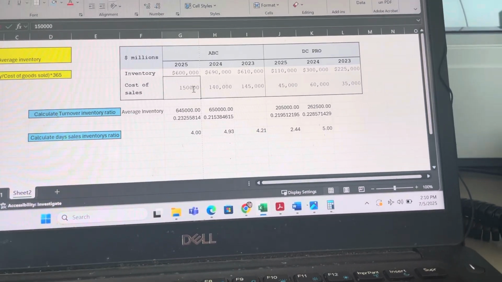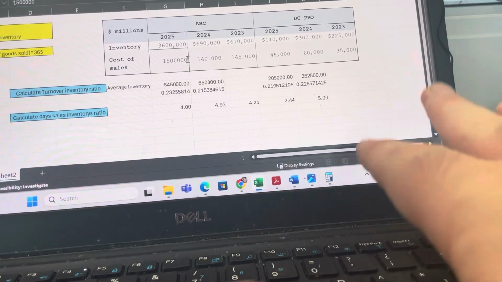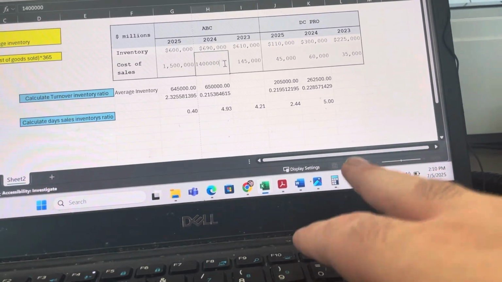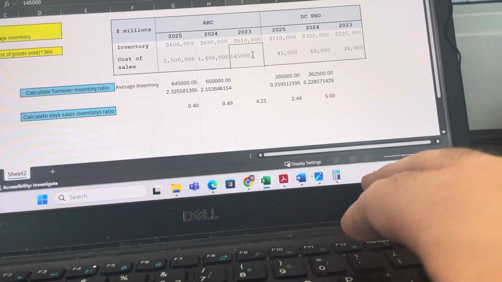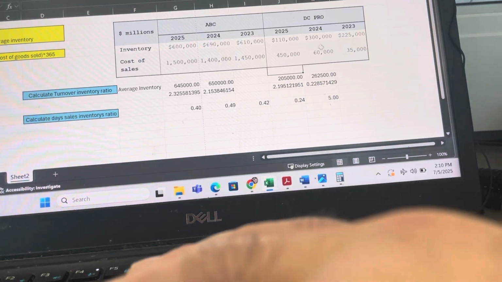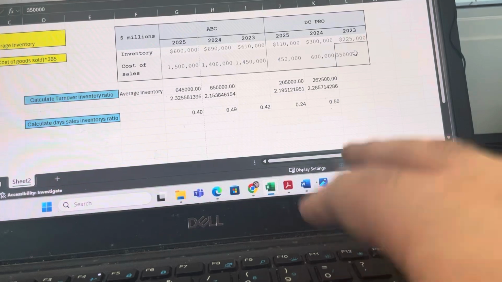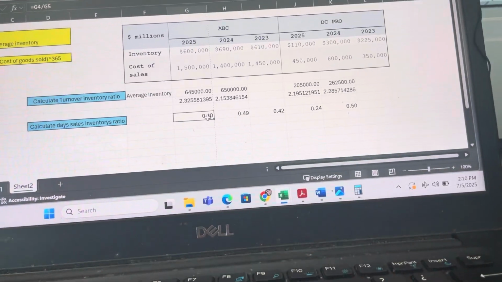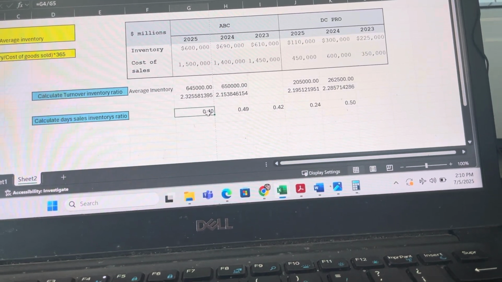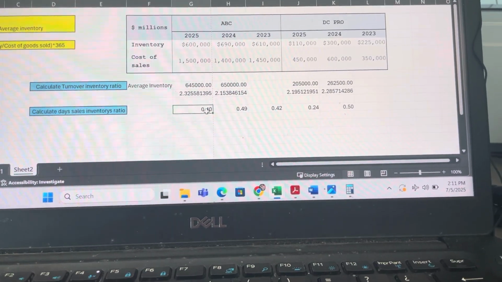So if we were to increase, let's say, cost of sales, we would see that number increase. As you can see, that gets closer to what a good ratio is, which typically is 4 to 6 in turnover ratio. But this here would mean that you only have 0.4 days of day sales ratio.